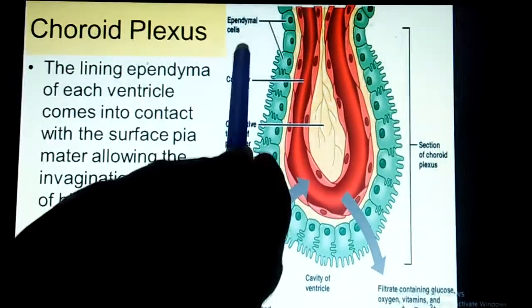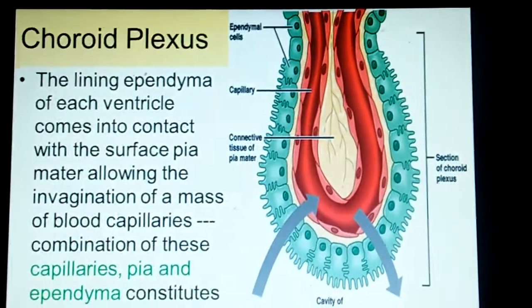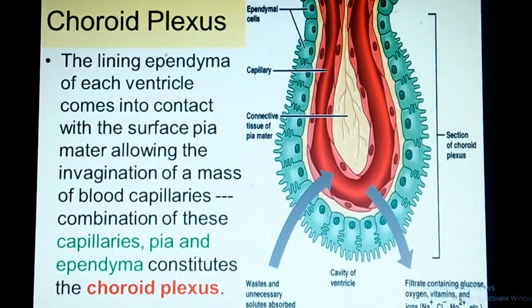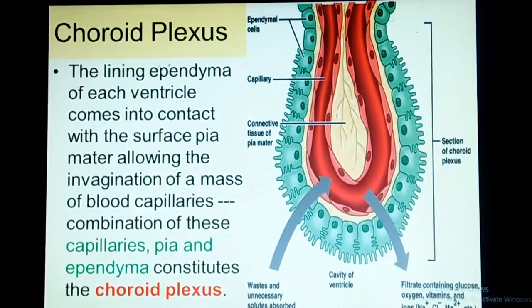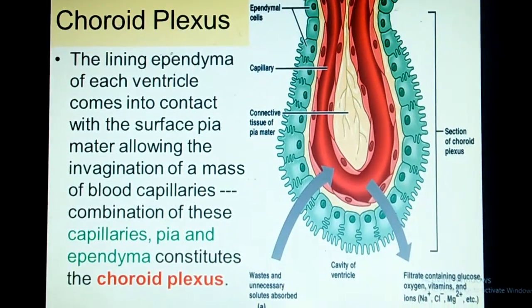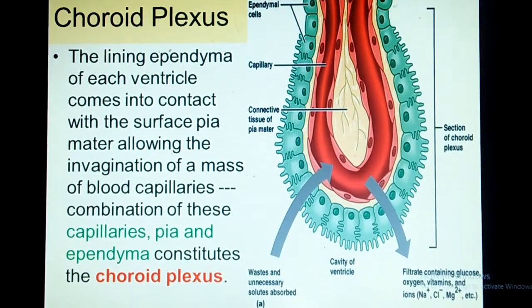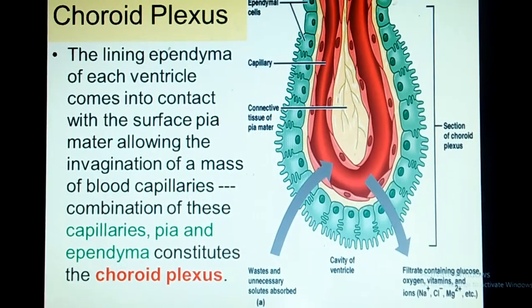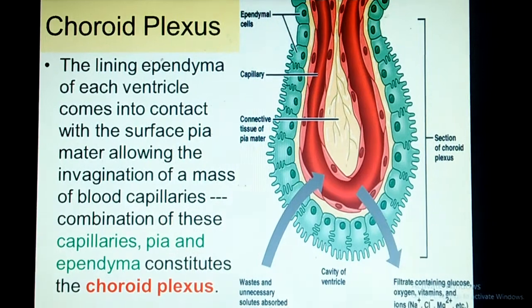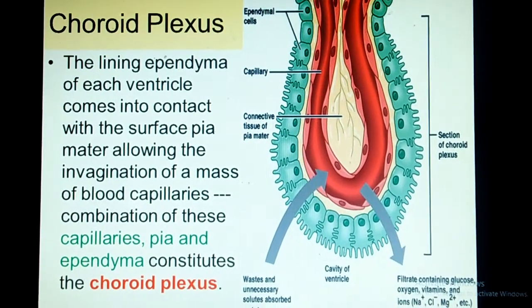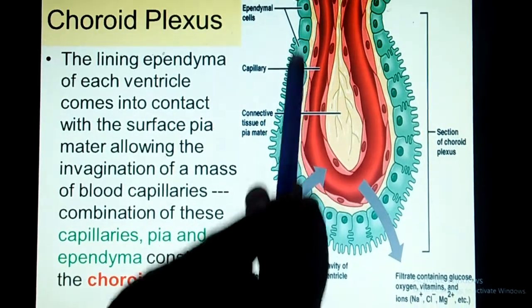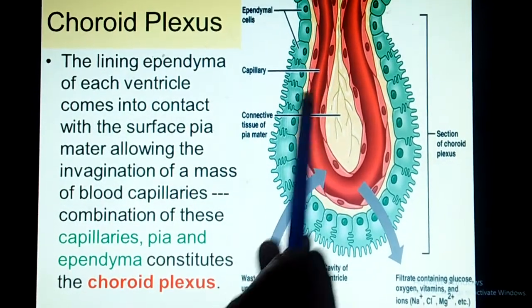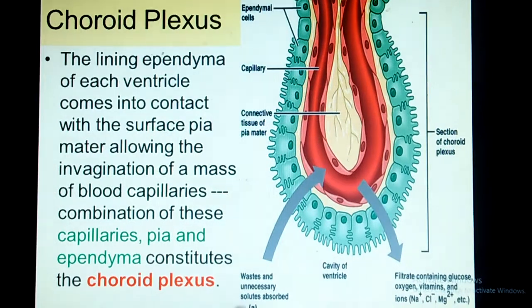The lining ependyma of each ventricle comes into contact with the surface of the pia mater, allowing invasion of a mass of blood capillaries. The combination of the capillaries, pia and ependyma constitutes the choroid plexus. This is nothing but the ependymal cells. These are the blood capillaries, connective tissue layer.